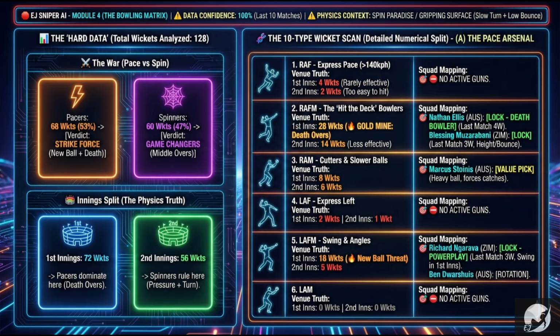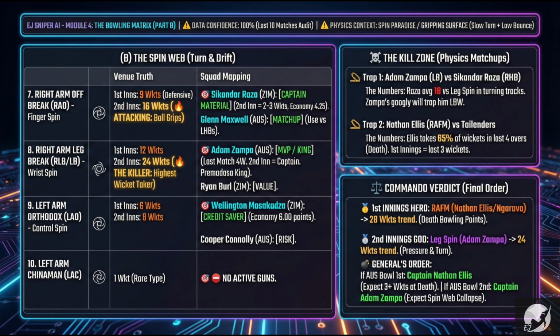Now, let's switch to the weapon that ends the war. The spin web. Sniper, kill the pace. Activate the spin web. This is where the match is decided. Look at the right arm leg break category. Adam Zampa. He is not just a bowler. He is the apex predator of this venue. The data confirms 24 wickets in the second innings alone. The ball grips, turns, and finds the edge. He is a non-negotiable lock.